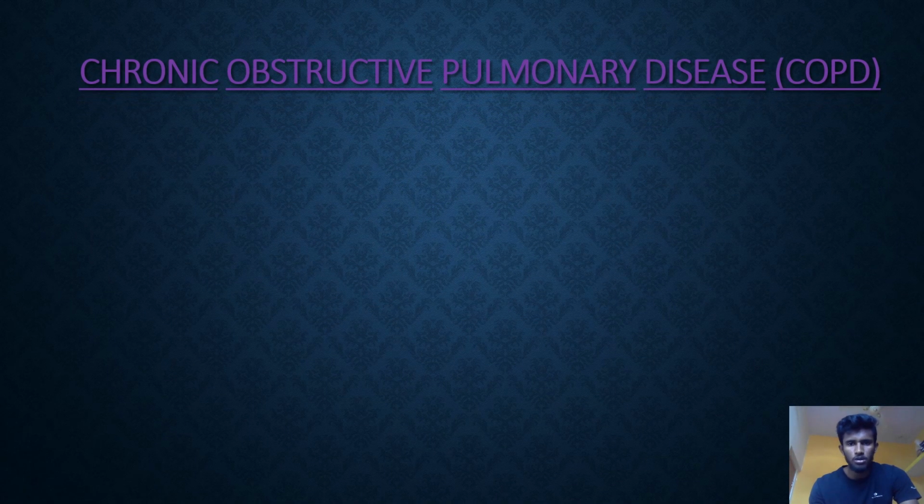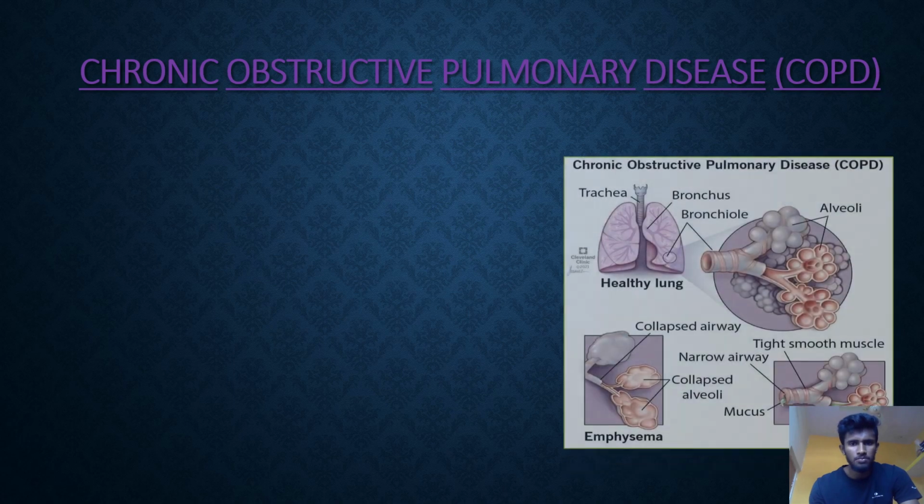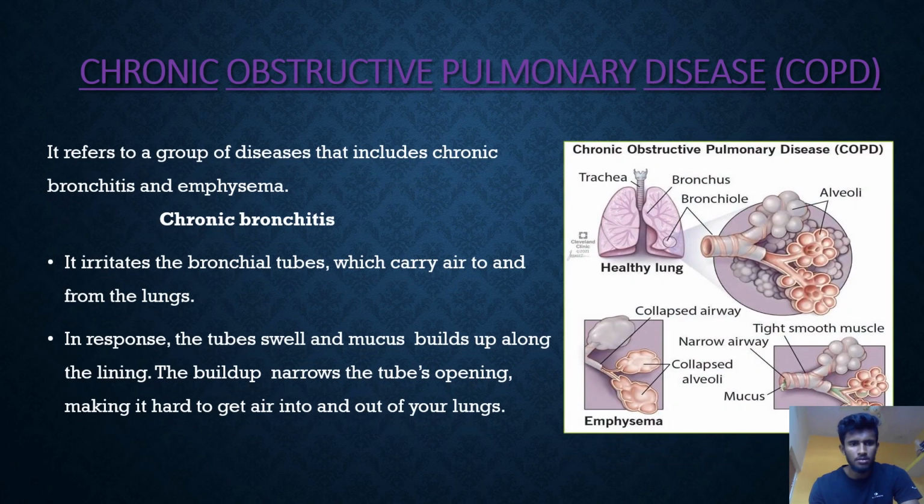Next, we move to chronic obstructive pulmonary disease. It refers to a group of diseases that includes chronic bronchitis and emphysema. Chronic bronchitis irritates the bronchial tubes, which carry air to and from the lungs. In response, the tubes swell and mucus builds up along the lining. The built-up mucus narrows the tube's opening, making it hard to get air into and out of your lungs.